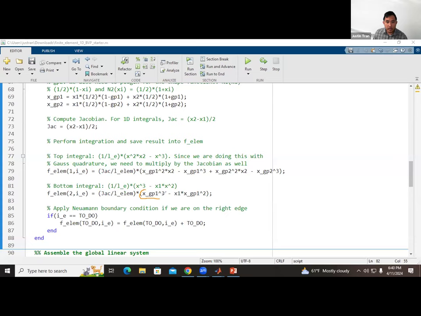Once again, what we have here is the integrand evaluated at the first Gauss point. And then we add the same thing at the second Gauss point. Let me copy and paste here and replace all the GP1s with GP2s. Once again, this is the same integrand at the second Gauss point.